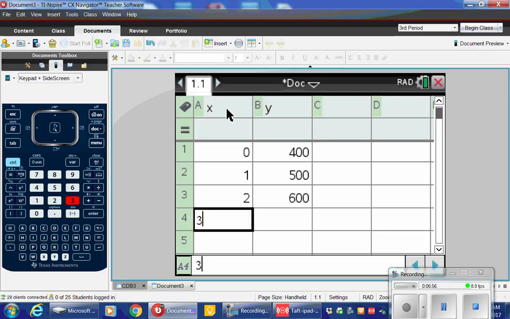3 years, it's almost 800 it looks like. I'm going to go ahead and say 800. 4 years, we have 1,000. 5 years, we have 1,200. 6 years, it looks like we've got 1,500. 7 years, 1,900. 8 years, 2,400.